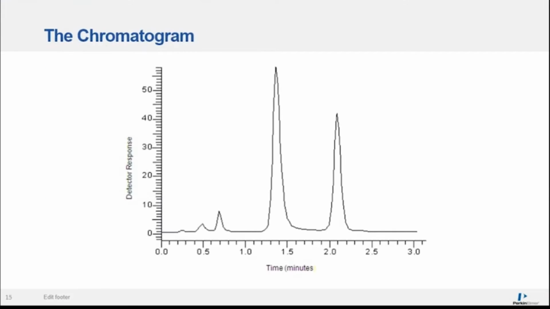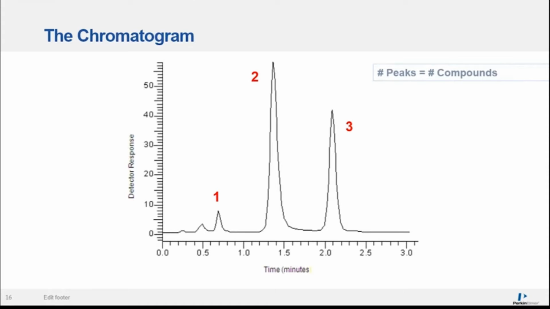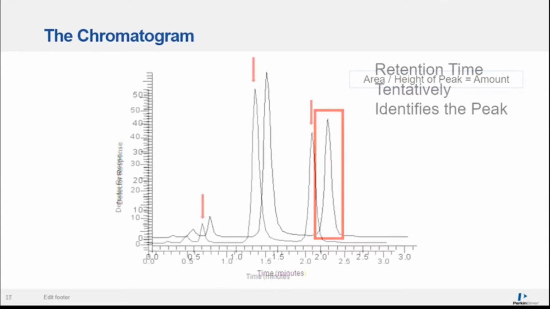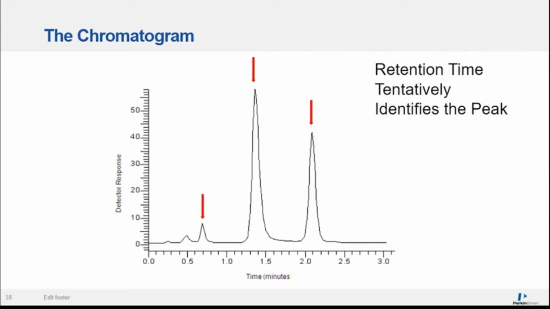The result, of course, that you get is what's known as a chromatogram. On the y-axis, we plot the detector response, for example, absorbance. On the x-axis, we plot analysis time. The number of peaks you see in a chromatogram correspond to the number of compounds or analytes in your sample. The area or height of a peak tells you the concentration or the amount by, of course, comparison to a standard. And then also by comparison to a standard, we can use the retention times to tentatively identify our peaks.